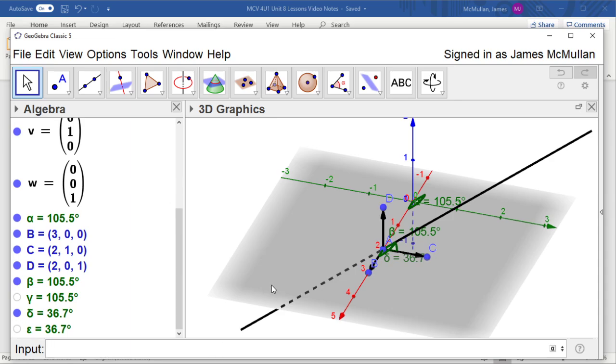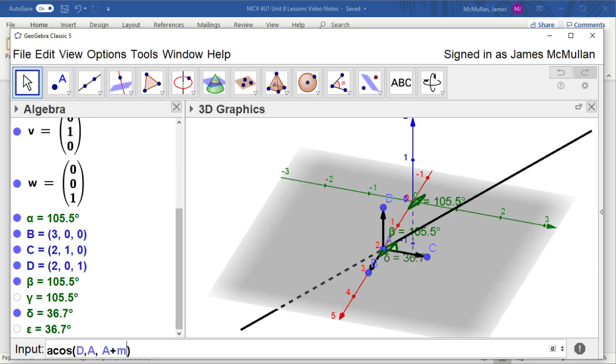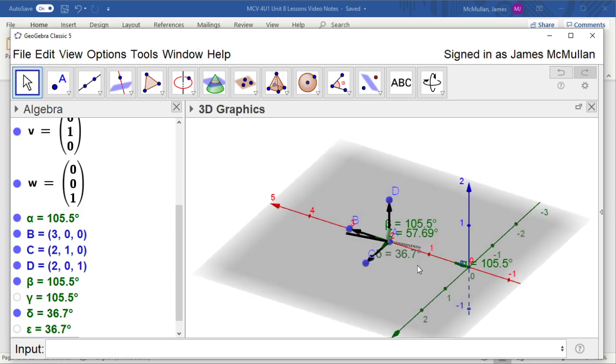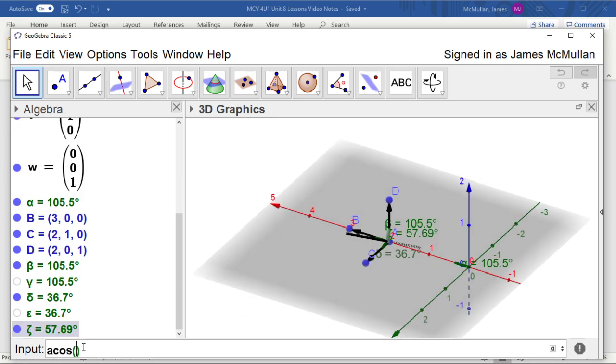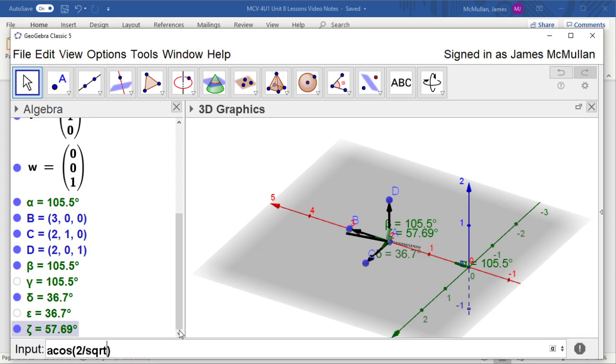Okay, and then finally inverse cos. So inverse cos of point D to A and then A plus M. Oh, right. Yeah, I'm sorry. Of course it doesn't, I'm typing the wrong thing. Sorry. So D, A plus M. And the last angle there, you can see the 57.69. That would be the inverse cos of the third, which was a 2. 2 divided by square root 14.